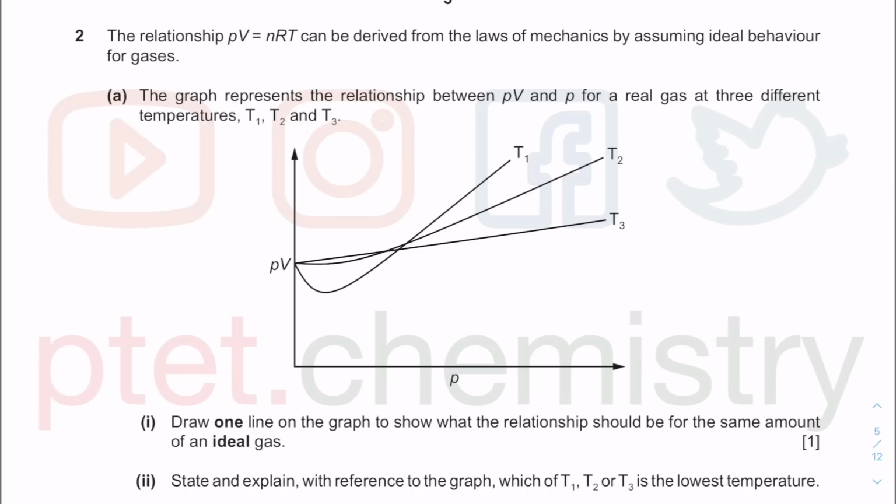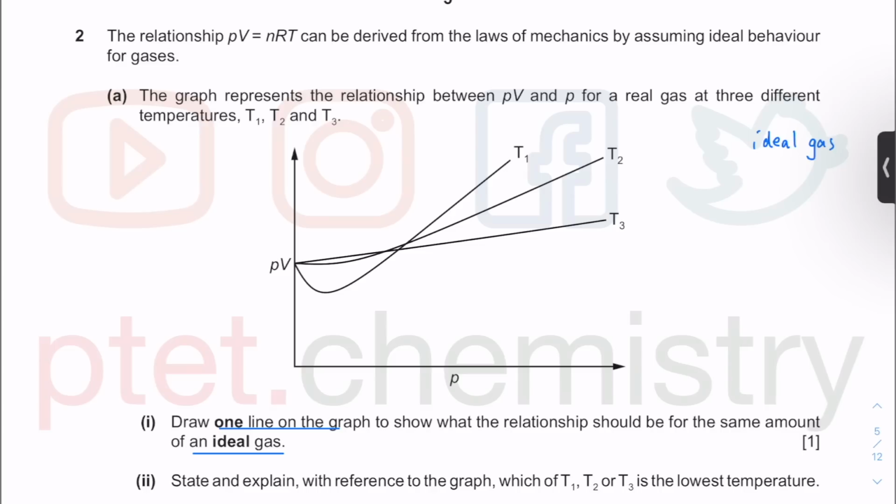In this question number 2, we have an ideal gas question. So I can imagine this being the start of the physical chemistry idea here. The first part says draw one line on the graph. And what do they expect us to do? The relationship should be for the same amount of an ideal gas.